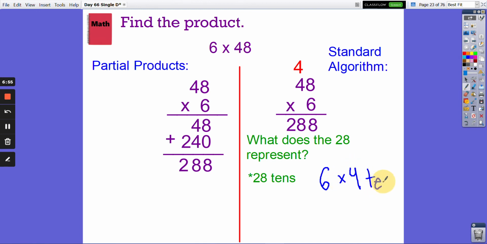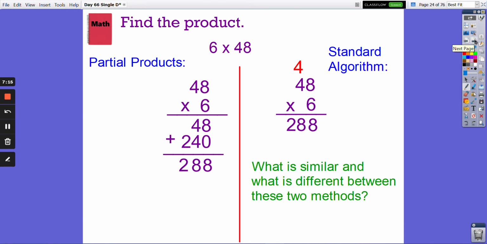When you think of it in units, it makes a little bit more sense sometimes. 6 times 4 tens gives me 24 tens. Well, I had 24 tens, and then I added that 4 tens here to get a total of 28 tens.